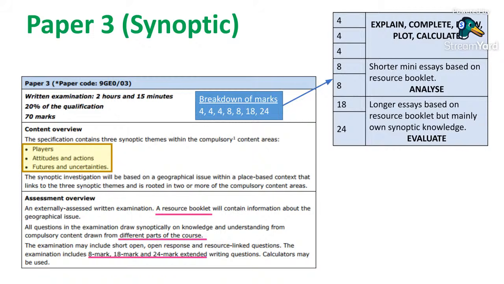So, quick introduction to the paper. It is 2 hours and 15 minutes, and the breakdown of the paper follows the exact same structure. 4, 4, 4, 8, 8, 2 analysed questions. They're kind of like little mini essays. We'll discuss those in class at a later date. Then you have the important evaluate 18 and 24 mark questions. Those are longer essays based on the resource booklet and your own synoptic knowledge, and I'll come to that in a second.